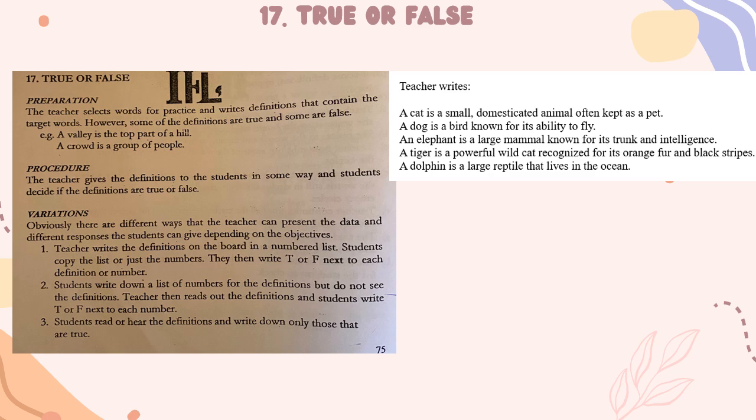A cat is a small domesticated animal often kept as a pet, a dog is a bird, and so on. Now, students have to decide whether the definition is either true or false of that word in that sentence. So they may write, okay, number 1 is true, because yes, a cat is a small domesticated animal kept as a pet. Number 2 is false, because a dog is not a bird.